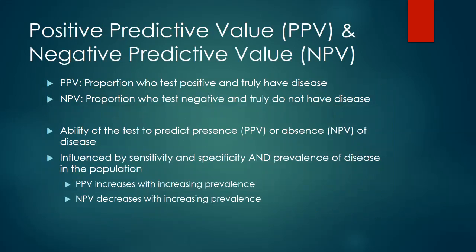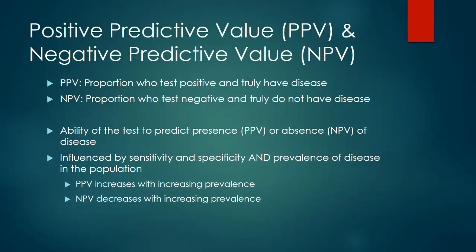We then use the sensitivity and specificity values to calculate the positive and negative predictive values of a test. And so this gives us some more information to decide whether or not we should use one. The positive predictive value tells us the proportion of people who test positive and truly have disease, while the negative predictive value tells us the proportion of people who test negative and truly don't have disease.